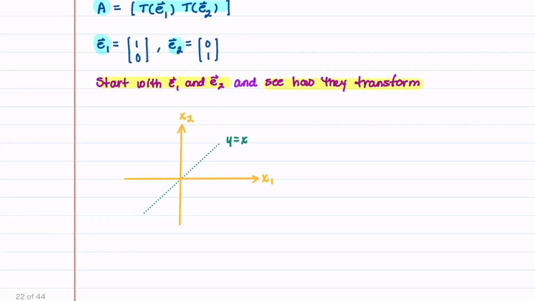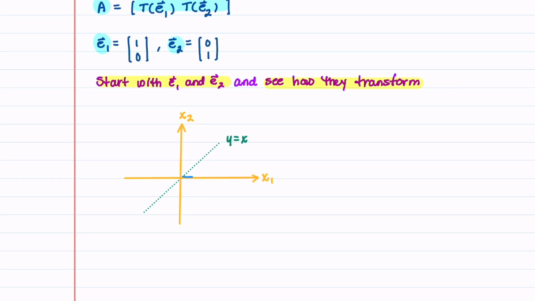I went ahead and gave us a graph to start. And what we're going to do is begin with E1 and E2. So I'm going to go ahead and plot those. E1 is 1, 0. So I'm going to put that right here, and we're going to call this E1. And then E2 is 0, 1, and we're going to put that right here.